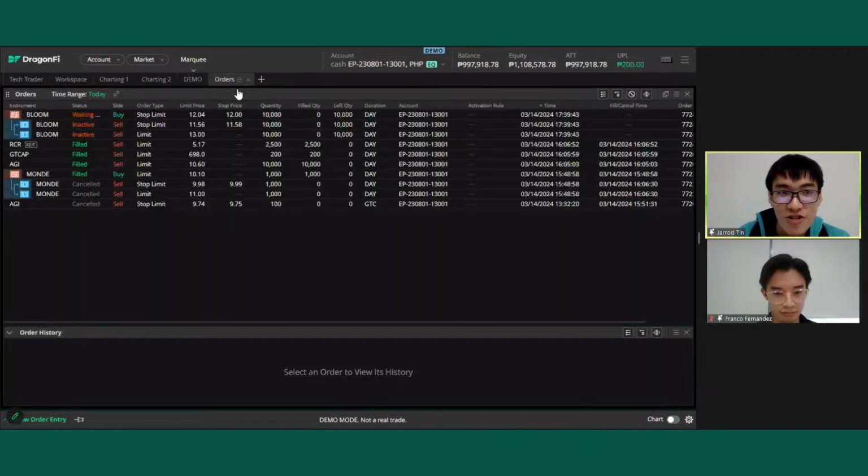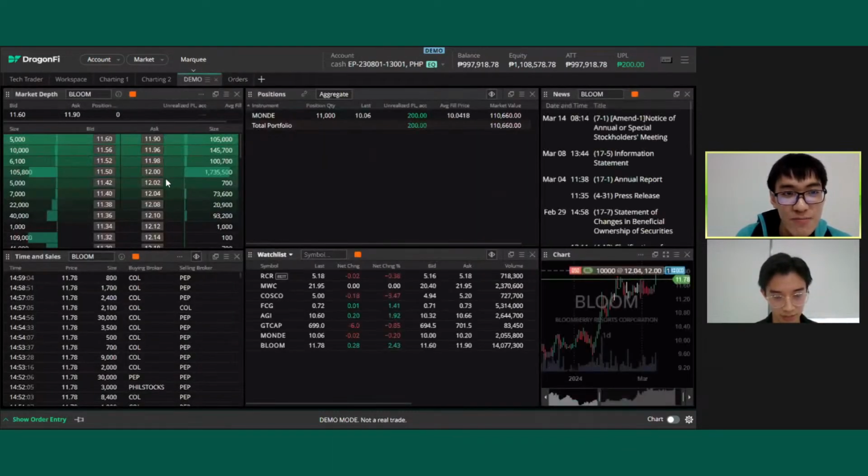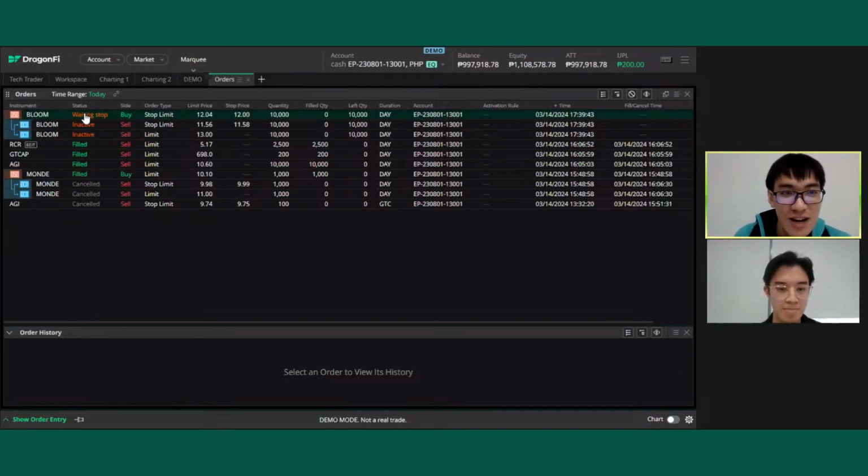Then you can check your order na lang if it's there. So here, Bloomberry, as you can see here, it says waiting stop. So hindi pa siya na-execute. Why? Because the price is still at 11.78. Hindi pa siya tumama sa 12. That's why the order is still waiting. It's pending pa kasi it has to wait for price to hit 12 pesos before it will execute the buy order. Then your stop loss order and your take profit, it's inactive.